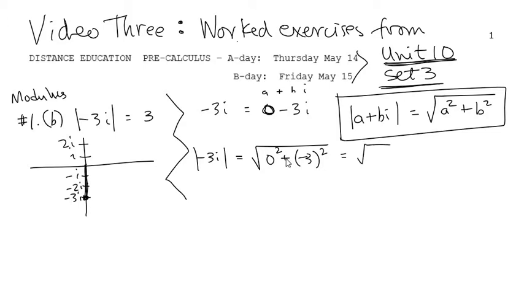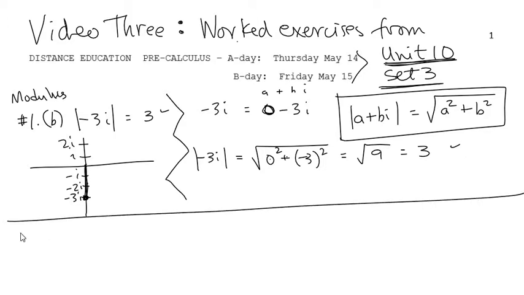And that gives us 0 squared plus negative 3 squared is 0 plus positive 9, right? When you square a negative, you get a positive. So that's the square root of 9, which is 3. So same answer either way. But that's just 2 different ways of looking at how to get the modulus of that number.